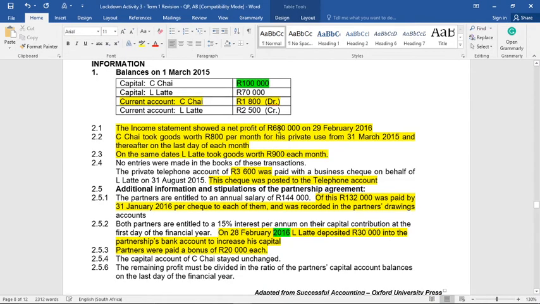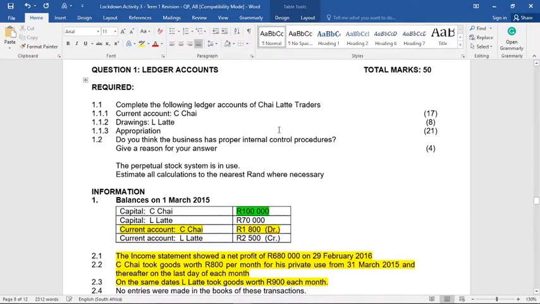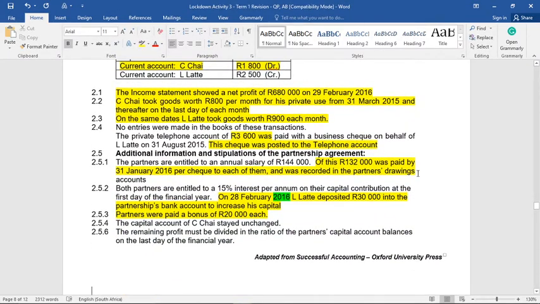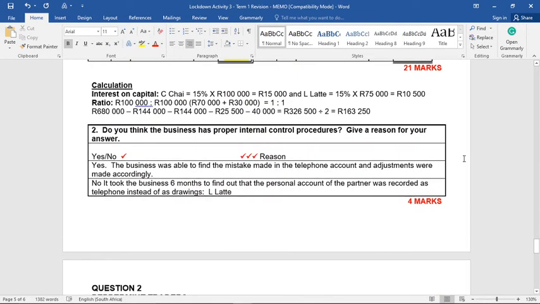The last part of the question did make mention of a little theory question. Do you think the business has proper internal control procedures? Give a reason for your answer. Okay, there's not too much to go on here as the question is quite short, but looking at the information here, what could point at maybe us having good internal controls or bad internal controls? Possibly the telephone story, where it was paid for Latte and it was just put to telephones and not to his drawings. We had to fix that. Okay, let's go have a look and see what the suggestion is.